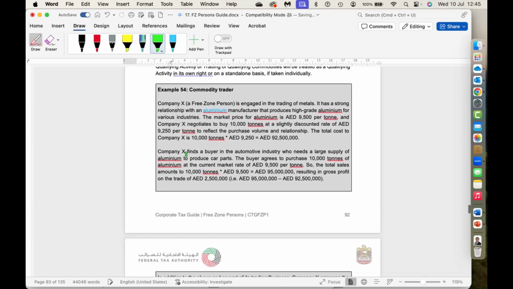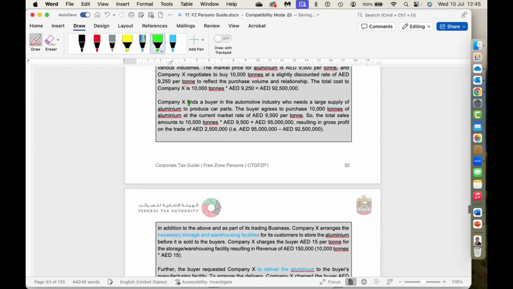There's a company X, a free zone person, engaged in the trading of metals. It has a strong relationship with an aluminium manufacturer that produces high quality, high grade aluminium for various industries. The market price for aluminium is 9,500 per ton, and company X negotiates to buy 10,000 tons at a highly discounted rate of 9,250 per ton. So they are buying at 9,250 per ton, total 10,000 tons.